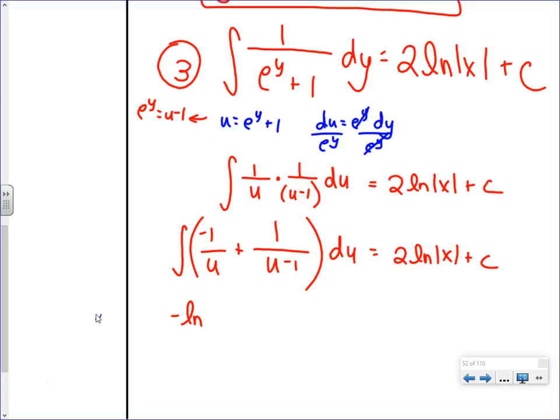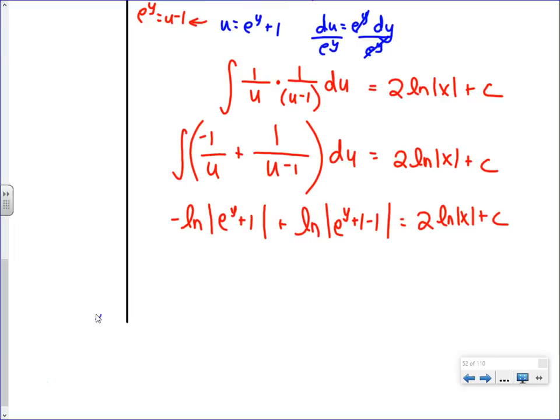Ellen, what do we have? Ln of e to the y plus 1, plus ln of e to the y plus 1 minus 1 equals 2 ln of x plus c. You just gotta remember how to do the third. I just did it. You did it. I was fine. Okay, look.